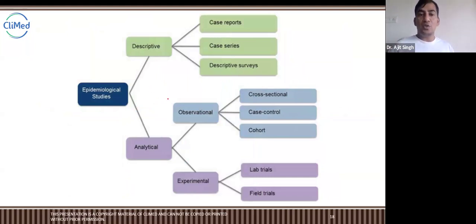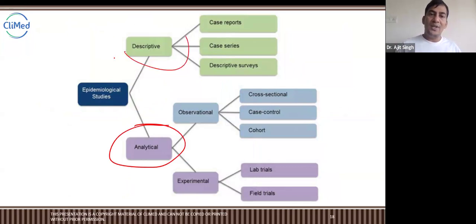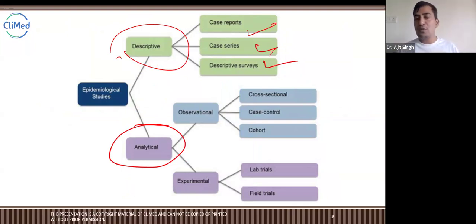So there are two major types of studies. One is analytical, one is descriptive. Descriptive means only case reports, case series, and descriptive surveys, where we just have to describe and characterize the population. There is no statistics applied. So in descriptive studies there is no statistics. Remember this, the difference here is no statistics applied.